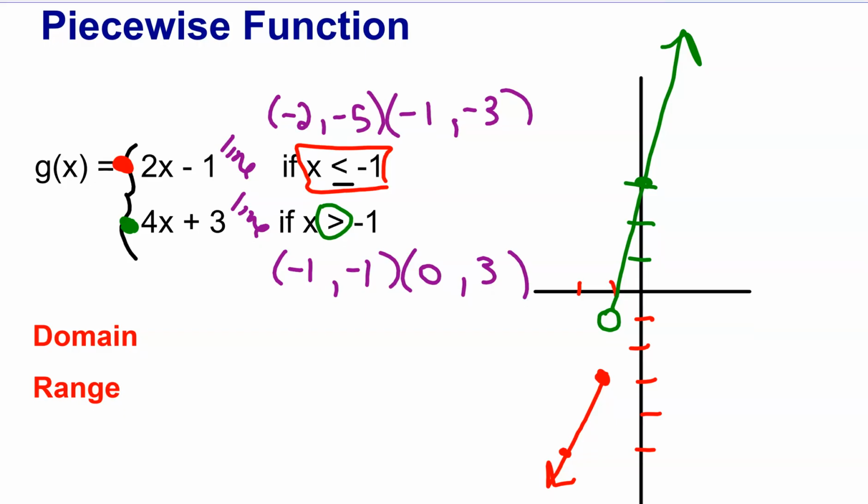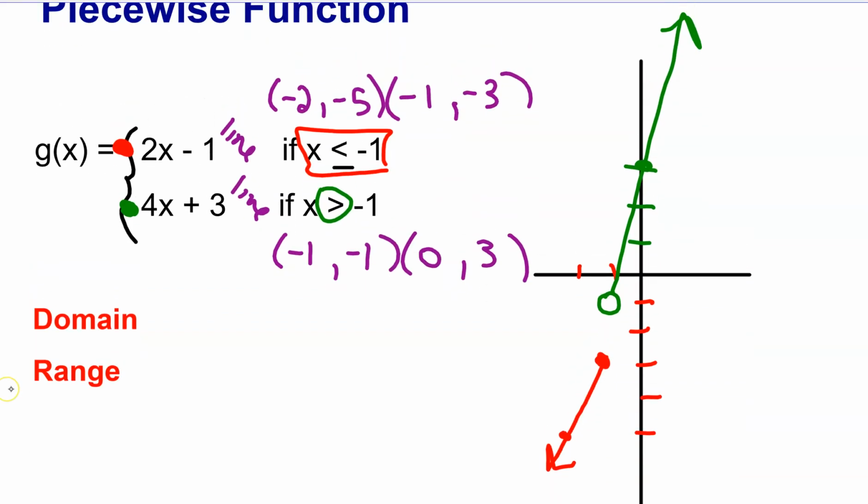Let's talk about our domain and range on these. So the domain are the x's, and I just want to point out here that on the x's, notice that this here, for the x's, it includes it because the red one is including the -1 even though the green one isn't. So this is going to go from -infinity to infinity.